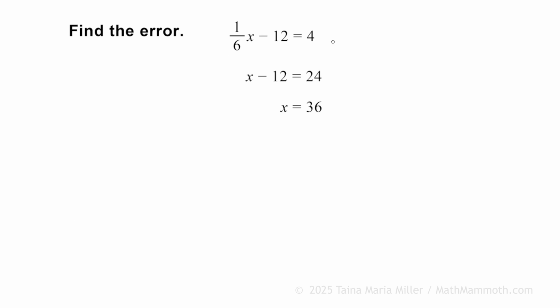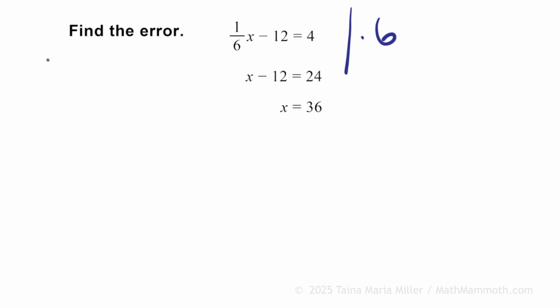Alright, so here's an equation with a fraction, and in the next step we see x only. Minus 12 equals 24. And the 4 became 24, so it does look like the person multiplied by 6. And when we multiply by 6, remember that this entire side gets multiplied by 6. And therefore, we need to use the distributive property, and 6 times this minus 6 times that. Each term gets multiplied by 6. And that is what did not happen here.